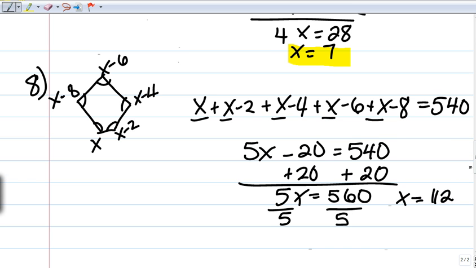And let's see what that means. The question was find the length of the side of the square. Wait, I looked at the wrong one, sorry. There's so many in here. Find the measure of the largest angle. Well, we made x the largest angle, and it didn't matter where it was on here. So here's x, and we found that x is 112 degrees, and so that is our largest angle.